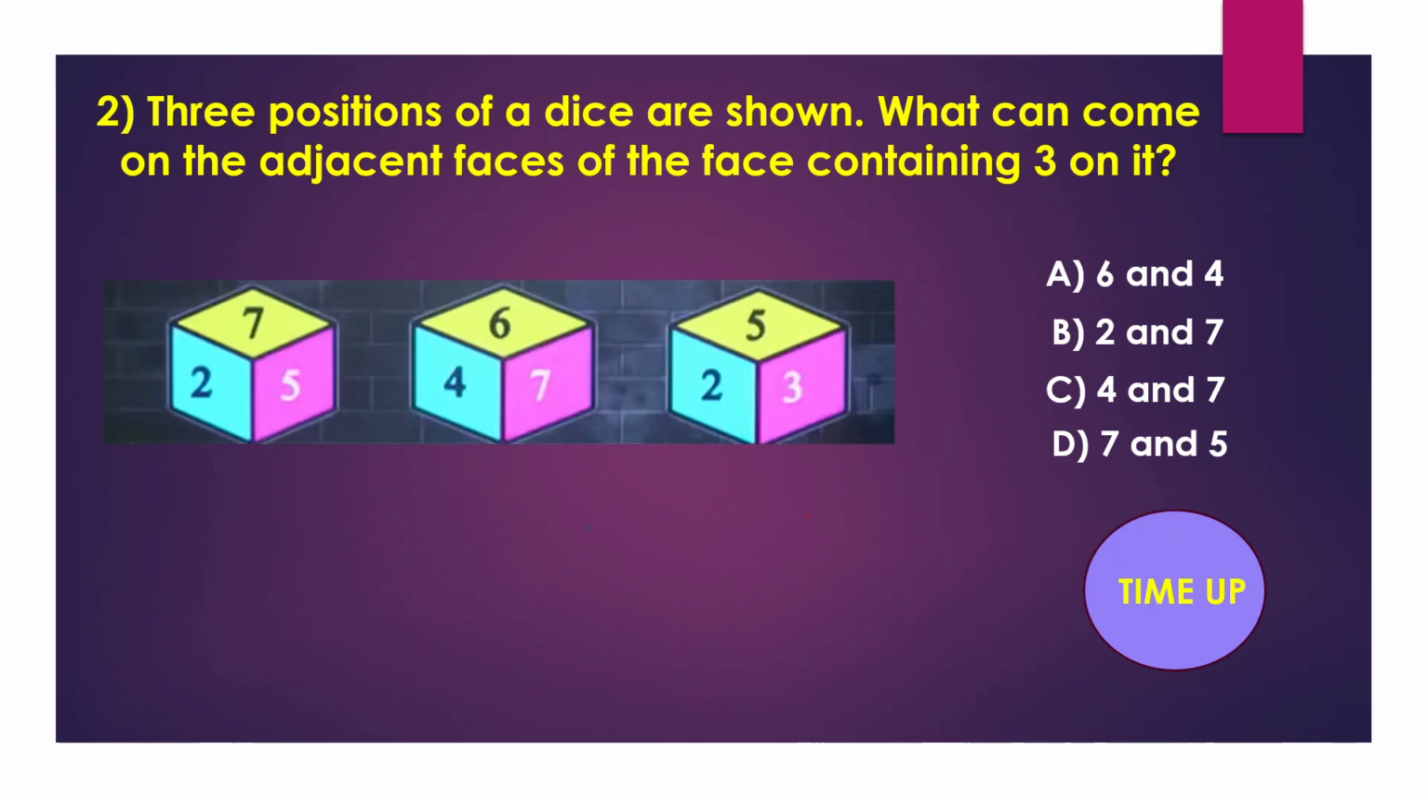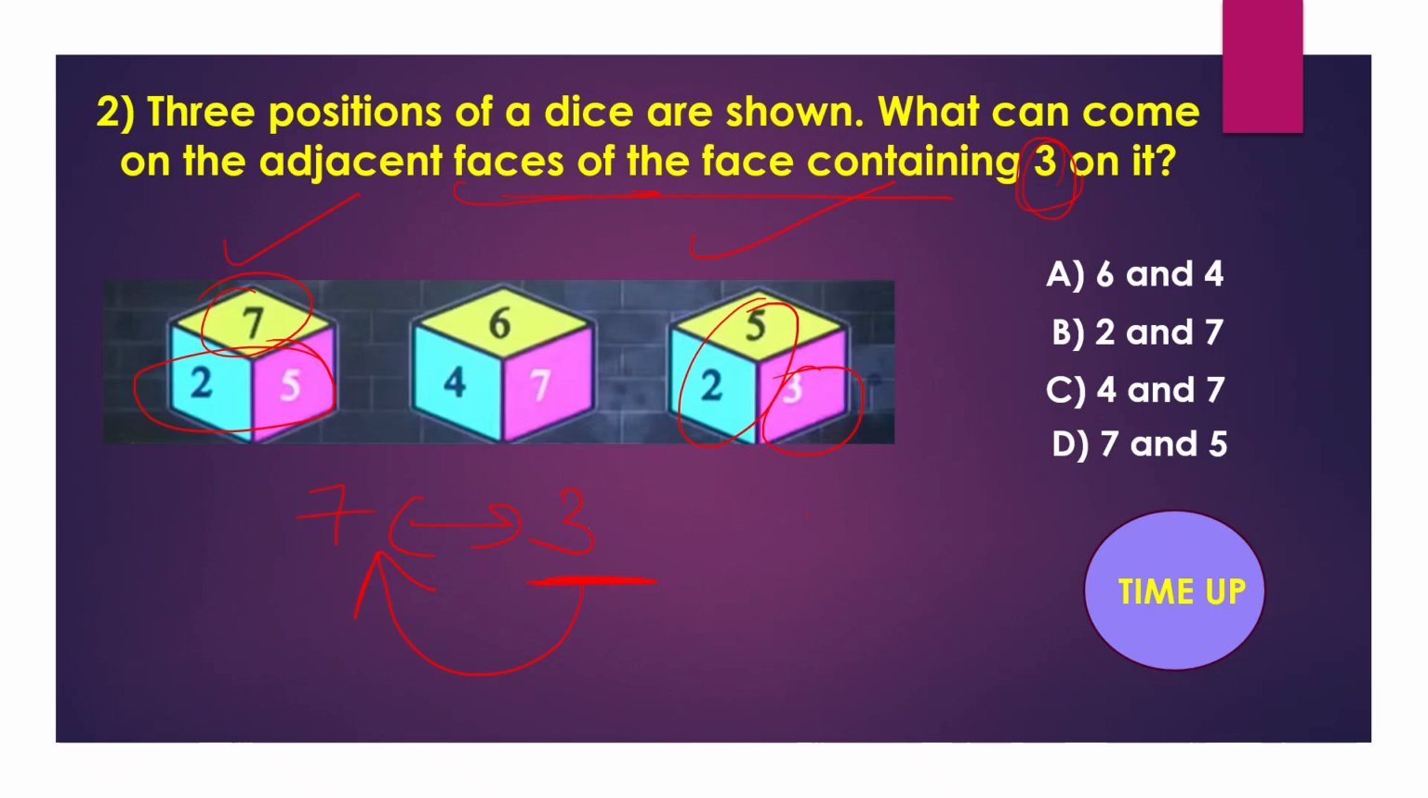Time up. So among these 3 dices, which faces are common here? If you observe first and the third dice, two faces are common, 2 and 5. So when two faces are common in a dice, whatever numbers are left on the dice become the opposite pairs. So 7 is opposite to 3, correct? So we want the adjacent faces of 3, correct? So 3 is the opposite pair with 7.